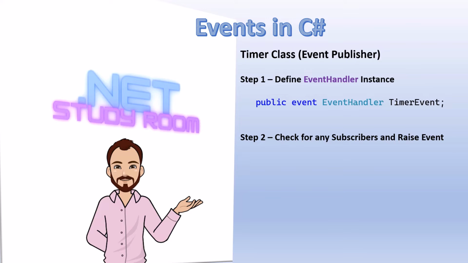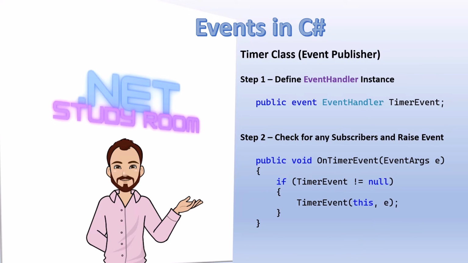The indication of an event having any subscribers is whether any methods are associated with the event handler's instance. Remember that it is a delegate, which can have 0, 1, or more methods associated with it. So, we can null check this object, TimerEvent. If TimerEvent is null, then there are no subscribers. If it is not null, then we can invoke the delegate. Invoking the TimerEvent delegate means raising the event. Does that make sense to you now?